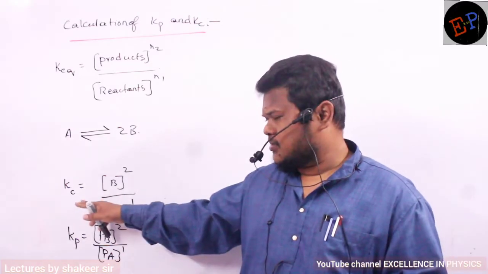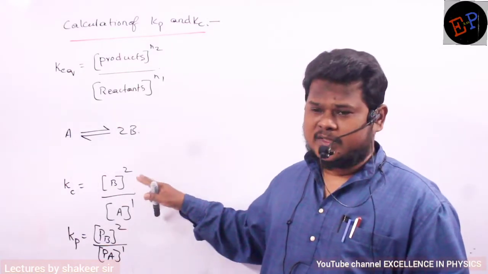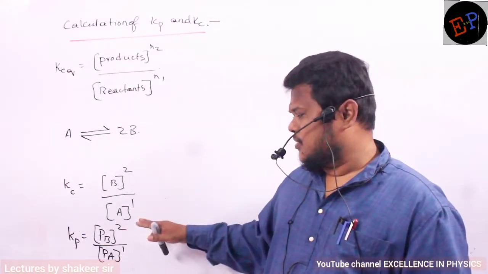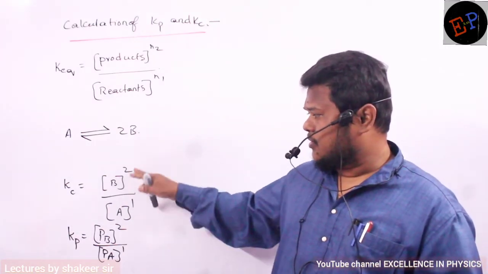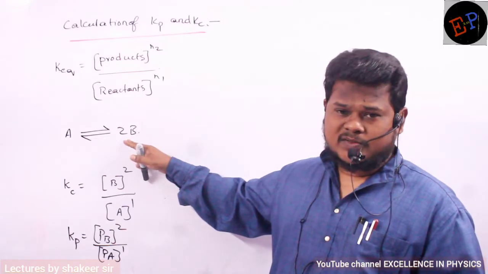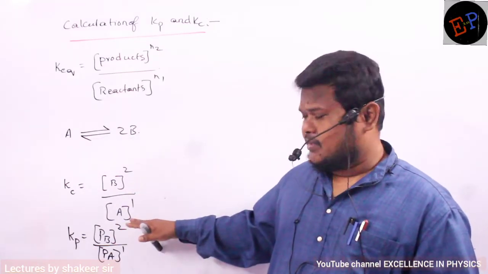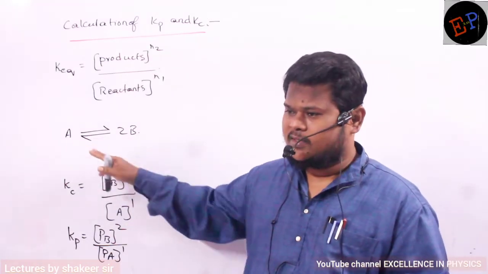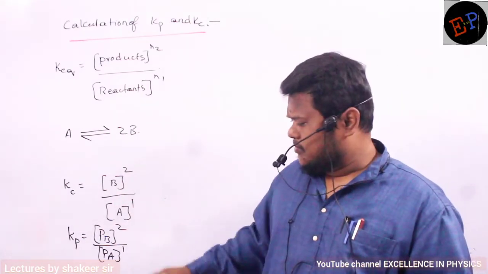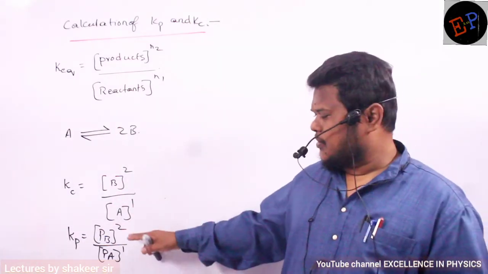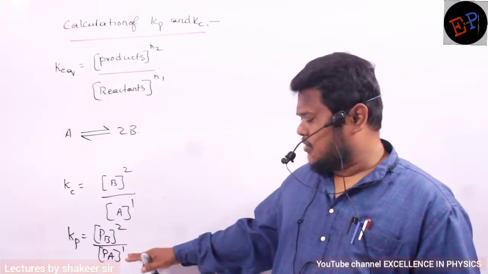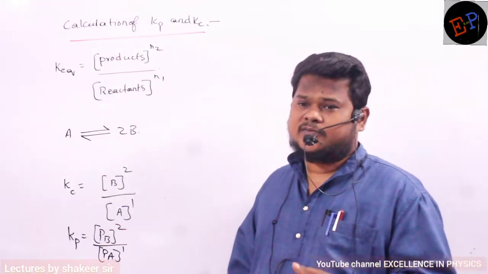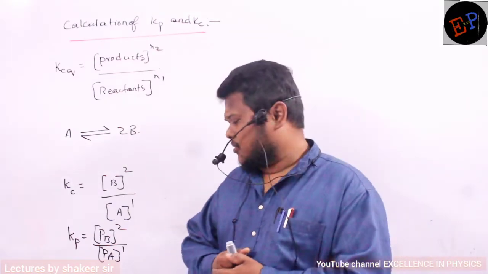In terms of concentration, I have to write the concentration of products to the power of its stoichiometric coefficient divided by the concentration of reactants to its stoichiometric coefficient. So B power, what is the stoichiometric coefficient here? 2. And A is the reactant, so its stoichiometric coefficient is 1. I can write in terms of partial pressures also. So Pb is the partial pressure of the product to the power of its stoichiometric coefficient divided by the partial pressure of the reactant to the power of its stoichiometric coefficient.